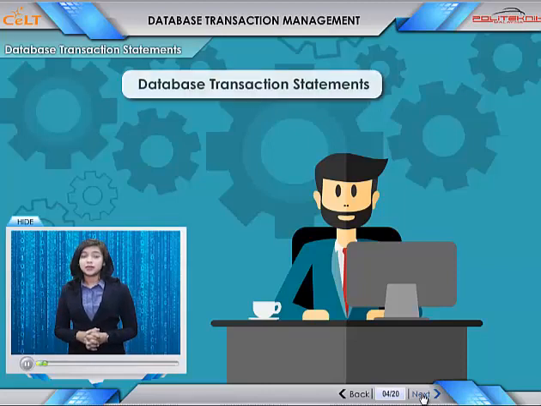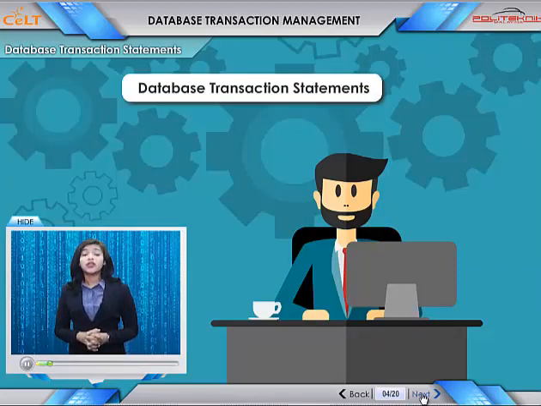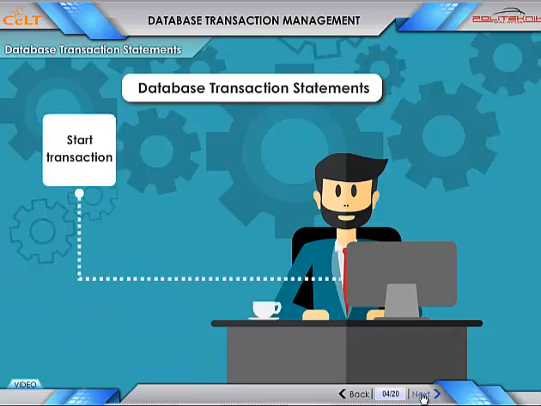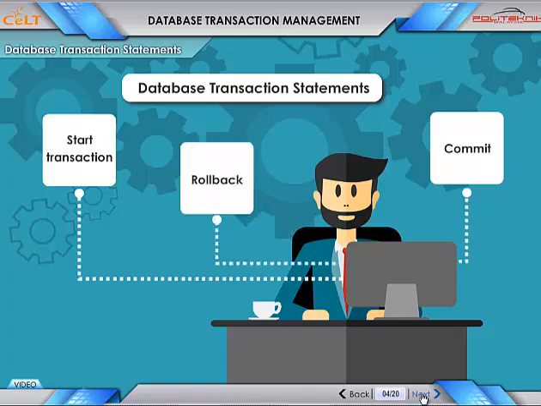Let's learn about database transaction statements. There are three statements that occur in a database transaction. The start transaction statement: this begins a new transaction. The commit: this commits the current transaction, making its changes permanent. The rollback: this rolls back the current transaction, cancelling its changes. Click on the example button to learn more.